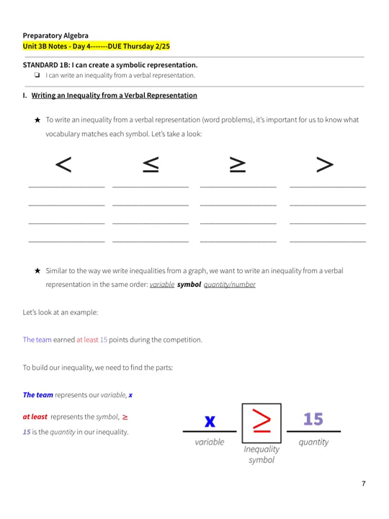These are your Unit 3B Day 4 notes. We have practiced writing graphs from given inequalities. We've also practiced, when given a graph, writing an inequality. Today, you are going to practice creating an inequality based upon a given situation.